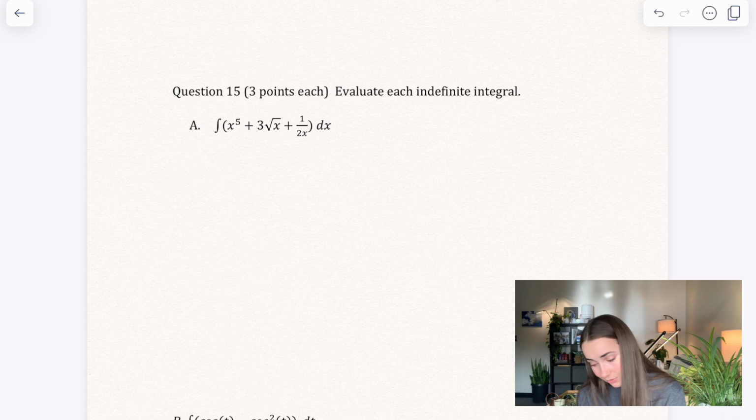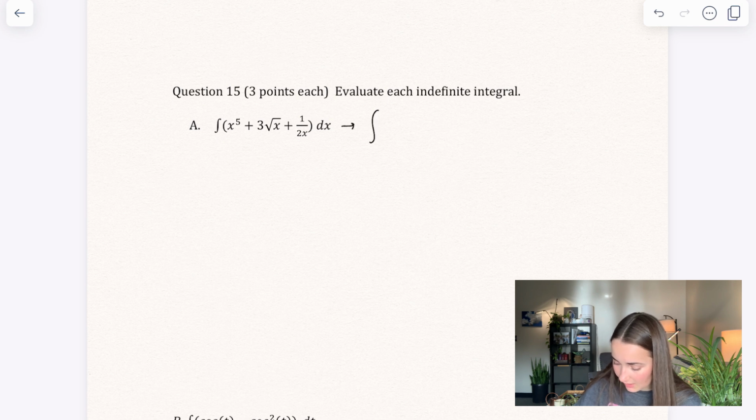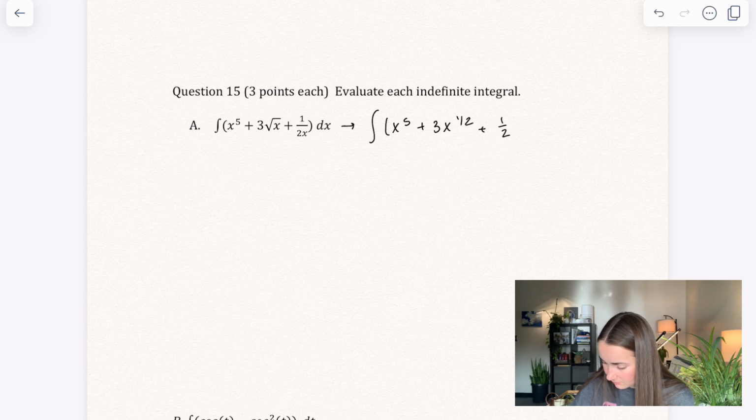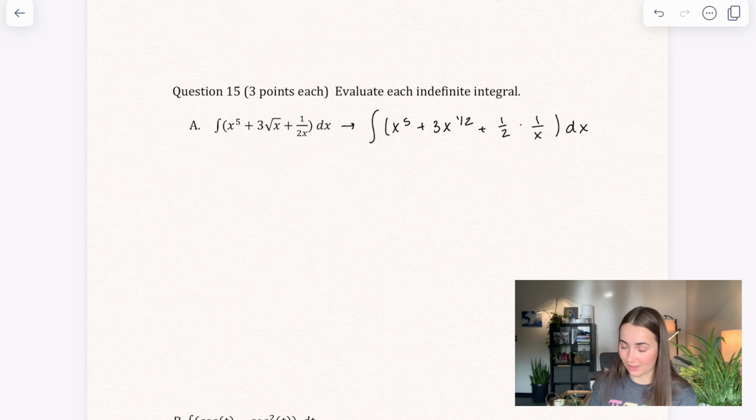Okay, now we're moving on to integrals. So here we have indefinite integrals, and we want to go ahead and evaluate them. So my first thing is I'm not going to try to do that yet. I'm just going to rewrite it so I can see power rule really clearly. I didn't use power rule on that last one because that's going to be a natural log thing, right?